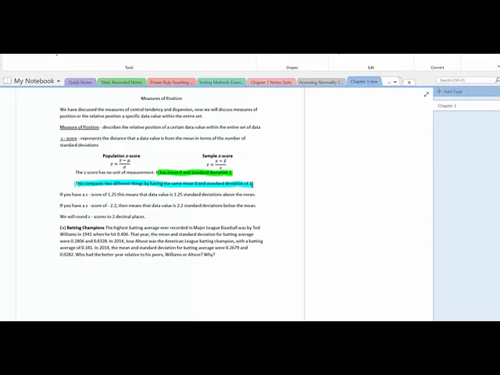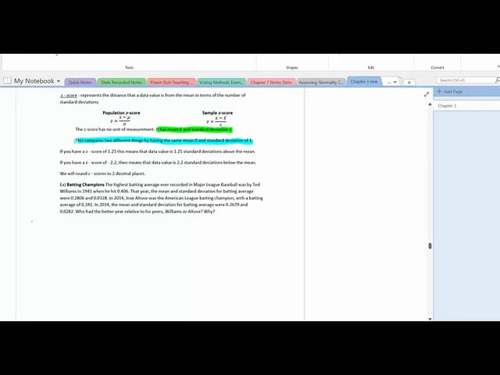Okay, let's take a look at a couple of examples. The highest batting average ever recorded in Major League Baseball was by Ted Williams in 1941 when he hit .406. That year, the mean and standard deviation for the batting average is given. In 2014, Jose Altuve was the American League batting champion, with a batting average of .341. In 2014, the mean and standard deviation for batting averages are given. Who had the better year relative to his peers, Williams or Altuve, and why? So we're trying to compare two different eras of baseball. This is where we're going to use a z-score.